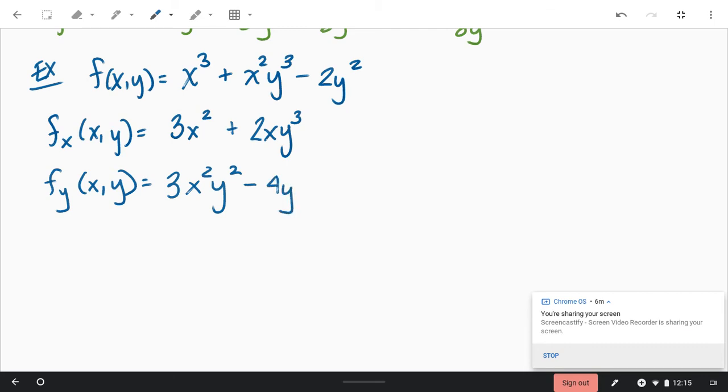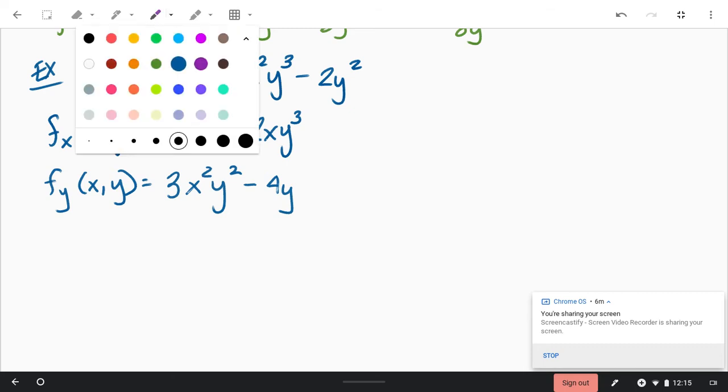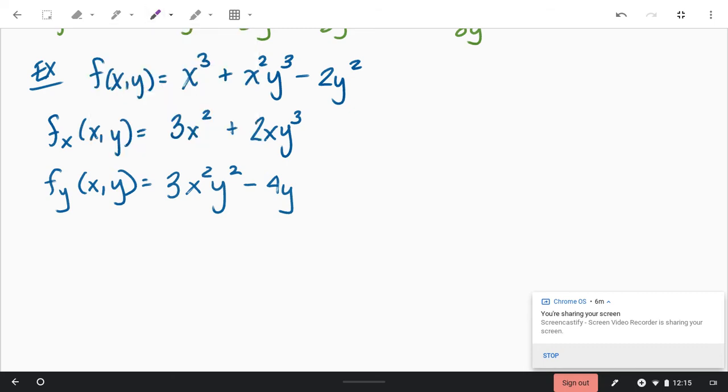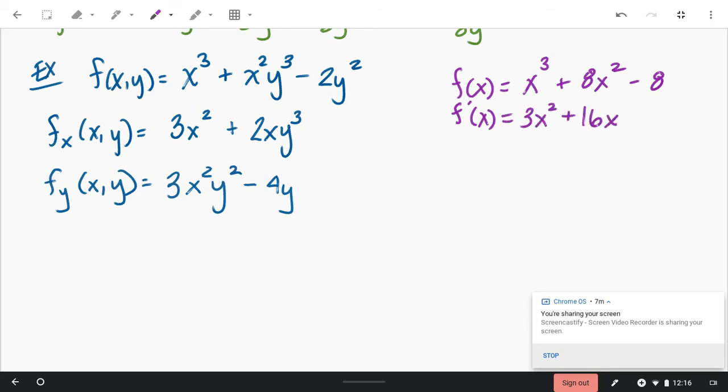If you can't wrap your brain around that, just replace. Think about this: when I say take the partial with respect to x, just treat y as a constant. Put constants in for y. Make it f of x equals x cubed plus, I'm going to make y be 2, so 8x squared minus 8. What's the derivative of that? It's 3x squared plus 16x plus 0. And if I plug 2 in for y, I'd get the same thing as that.